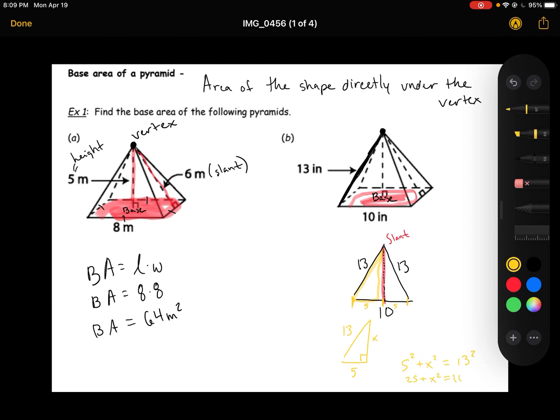We'll call that x. So Pythagorean theorem time: 5 squared plus x squared equals 13 squared. So we'll have 25 plus x squared equals 169. And then if we subtract 25 from 169, we'll get x squared equals 144. Or in this case, take the root, and x just equals 12. So we've now identified our slant is 12.